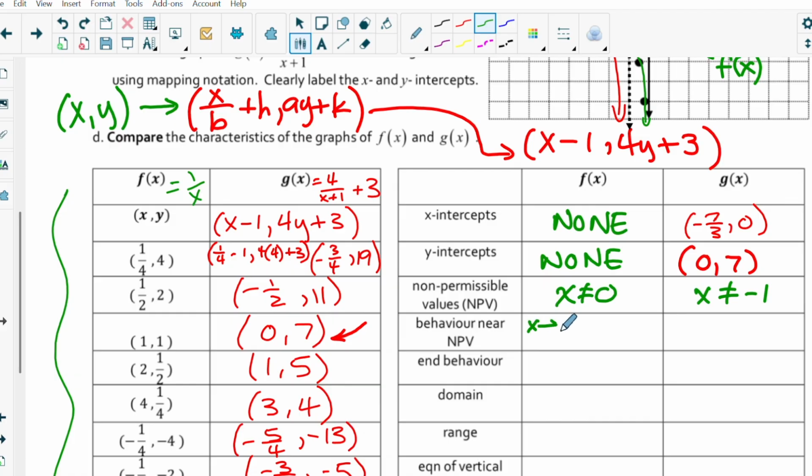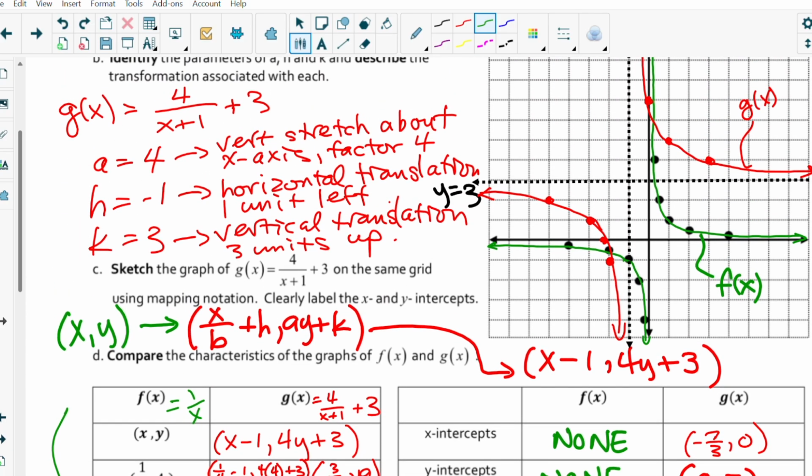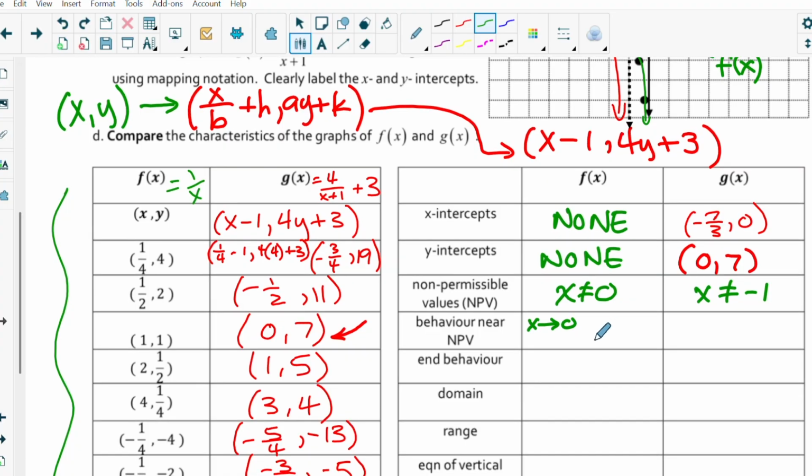Okay, behavior near non-permissible value. As x approaches 0, what happens? Y approaches infinity. I'm going to capture both the negative and the positive values by saying the absolute value of y approaches infinity. How about for g of x? As x approaches negative 1, similarly, the absolute value of y is going to approach infinity.